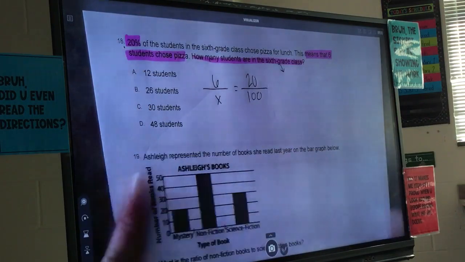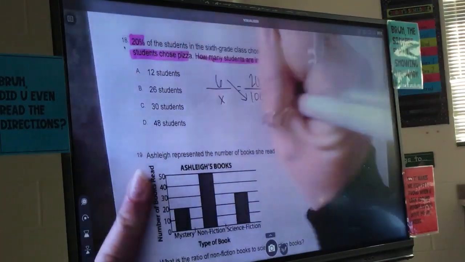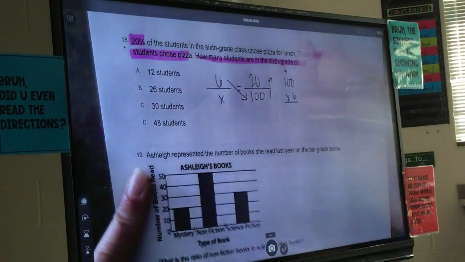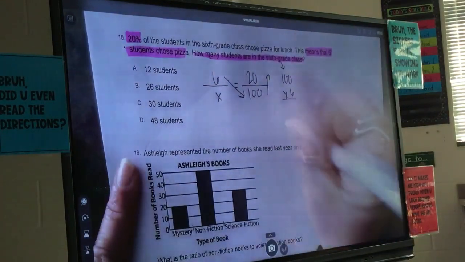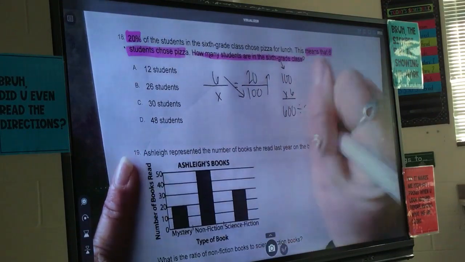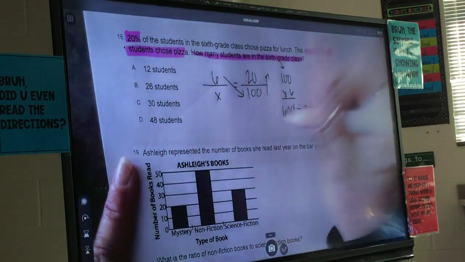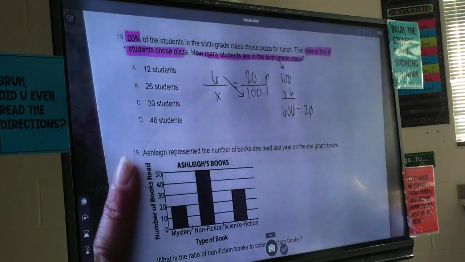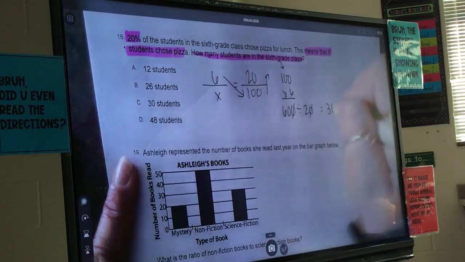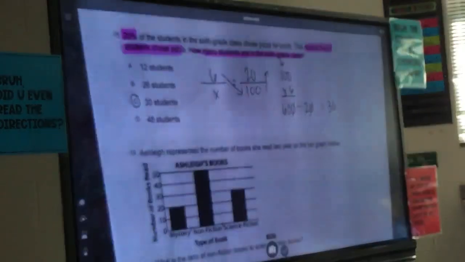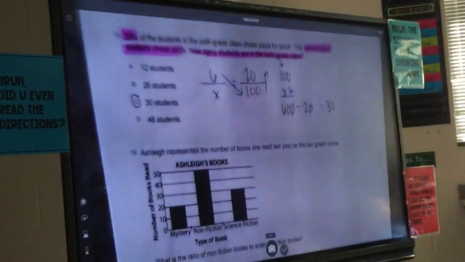All right, so you cross multiply and then you divide. So 100 times 6 gives us what? 600. 600 divided by 20, I'm going to take my zeros off. I can only take one. What is 60 divided by 2? 30. So my answer for this question is 30. Okay, questions about that one? How did we do?